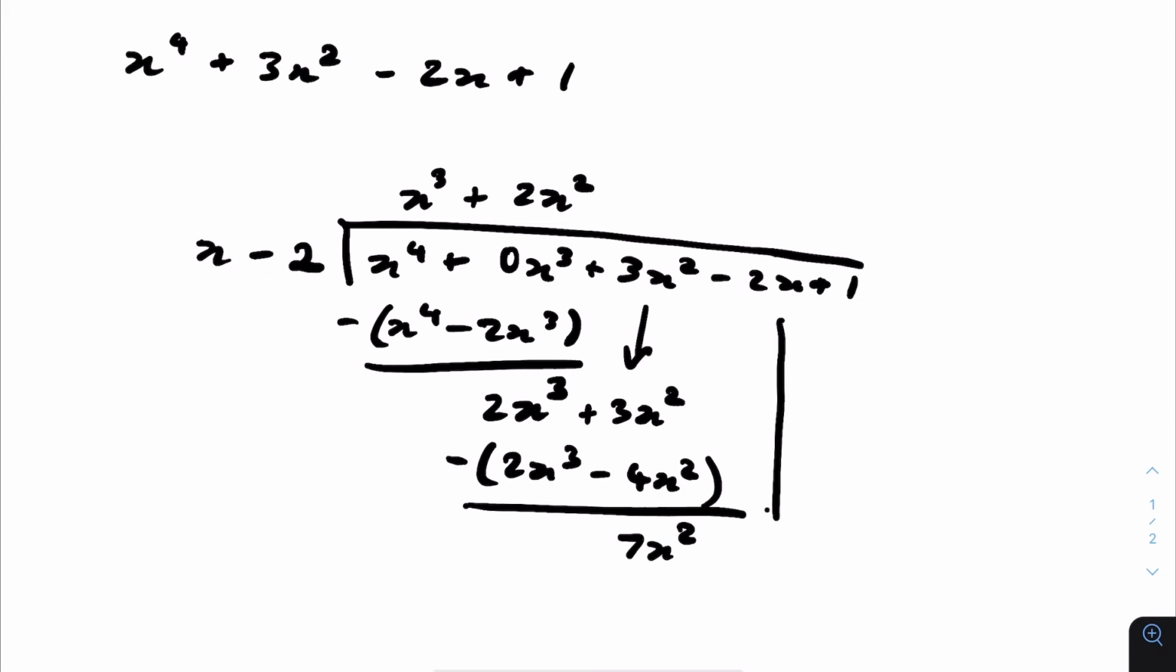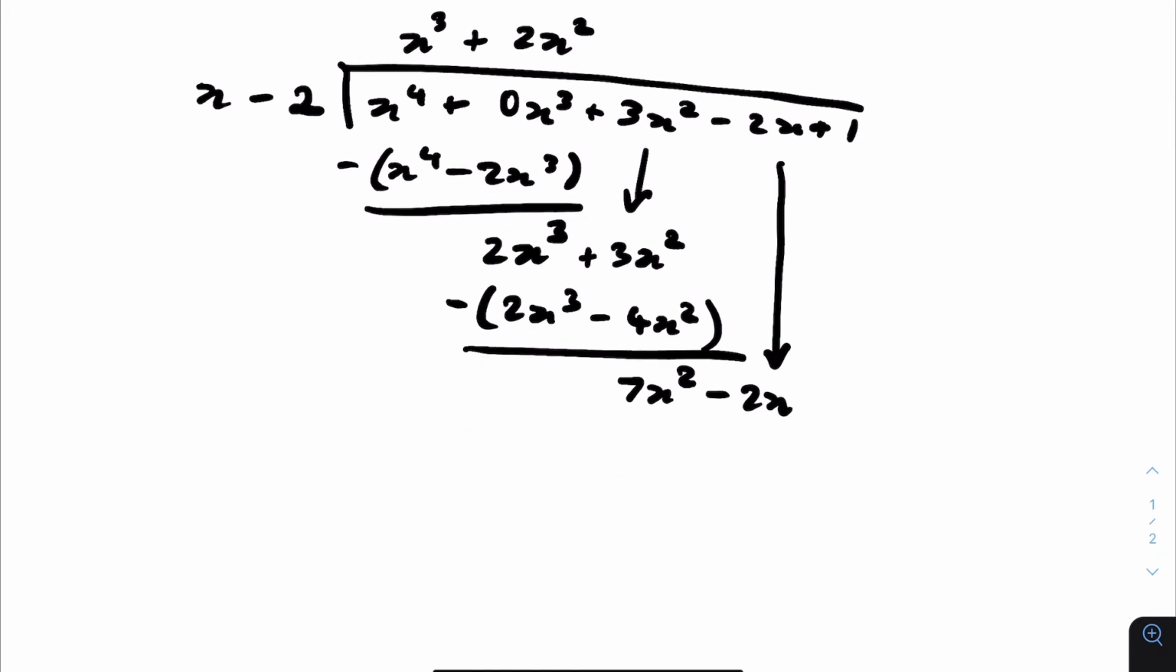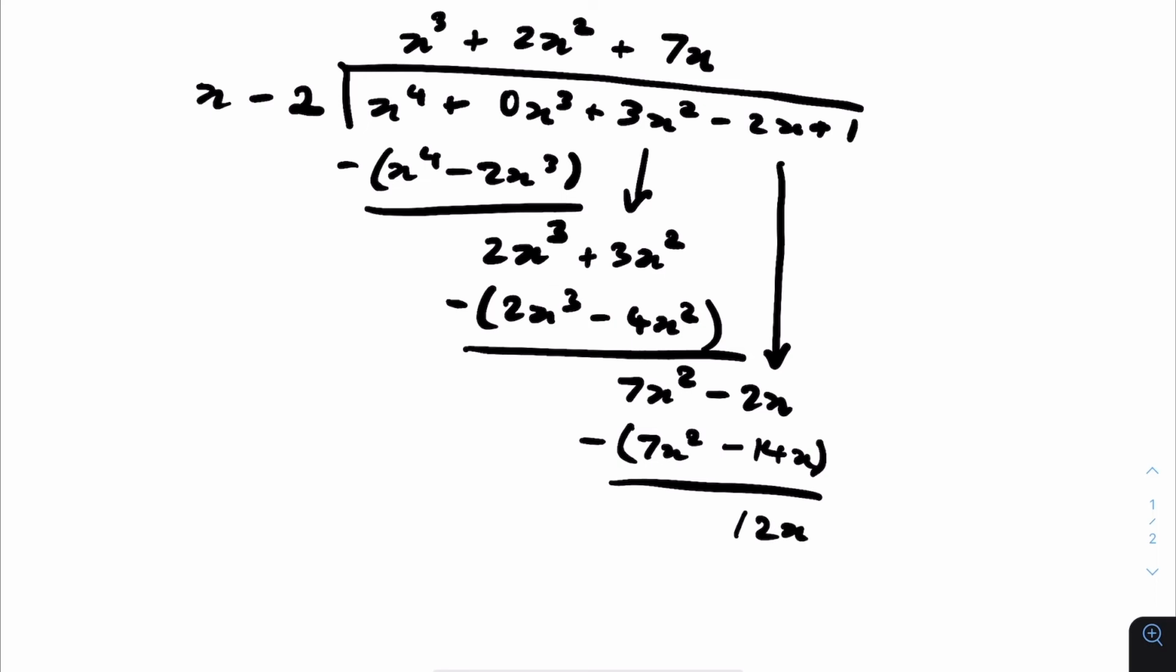Now we drag the negative 2x down. And how many times does x minus 2 go into 7x squared minus 2x? Considering the biggest terms, we know that it will go in 7x times. So our next one is 7x. So 7x times x minus 2 is 7x squared minus 14x. So we're going to subtract from that. And we are left with 12x.